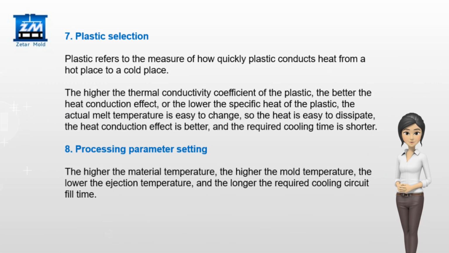Plastic selection. Thermal conductivity refers to the measure of how quickly plastic conducts heat from a hot place to a cold place. The higher the thermal conductivity coefficient of the plastic, the better the heat conduction effect, or the lower the specific heat of the plastic. The actual melt temperature is easy to change, so the heat is easy to dissipate. The heat conduction effect is better, and the required cooling time is shorter.